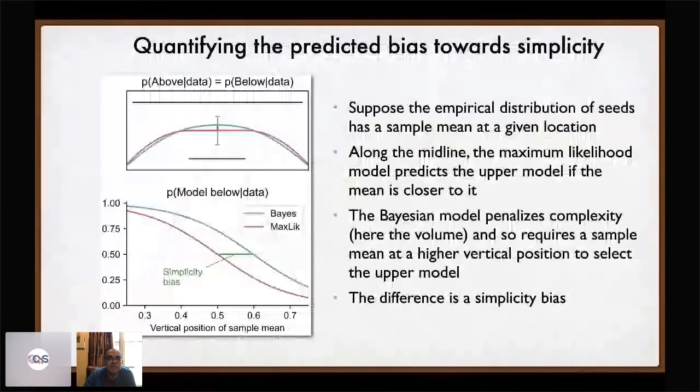Okay, so let's look at this now. How do we quantify the predicted bias towards simplicity? Suppose the empirical distribution of seeds has a sample mean at a given location. If you look at the upper plot here, there's the wide line and the narrow line. The flower may be in the bigger line at the top, or the smaller line. Suppose the empirical distribution of the seeds has a mean that lies somewhere in that rectangle. Depending upon where that sample mean is, different model selection algorithms will decide that the flower lies in the upper bed or the lower bed. In particular, maximum likelihood model selection would predict the upper model, the longer line, if the empirical mean lies closer to the upper line than to the lower flower bed. That's the blue curve in the upper figure.